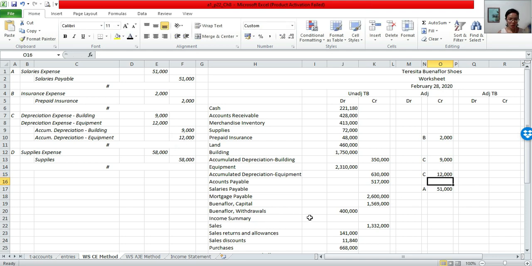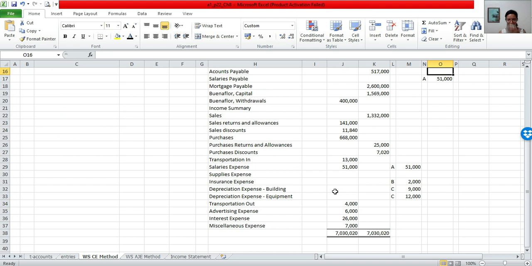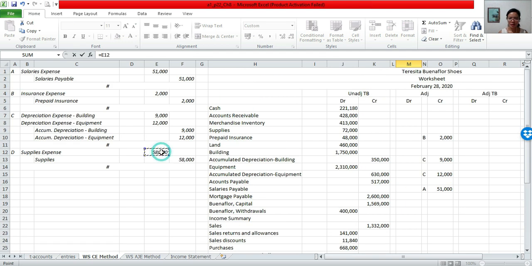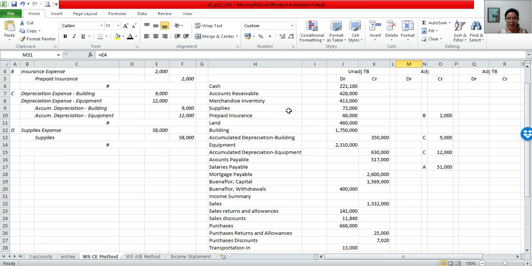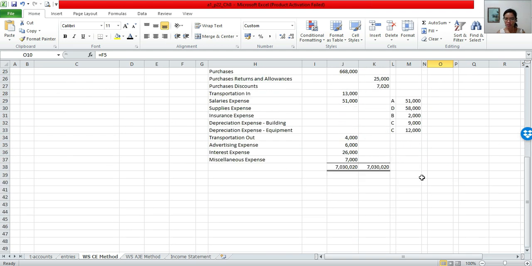And then after which, we have to recognize supplies expense. Let me find supplies expense first. So that's letter D, and supplies expense is 58,000. And then of course we have supplies. All right. So that completes our adjustments. Again, please remember, under the closing entry method, the recognition of the ending inventory happens in the closing process. So it does not appear in any of our adjusting entries. And so therefore, we only have 4 adjustments.